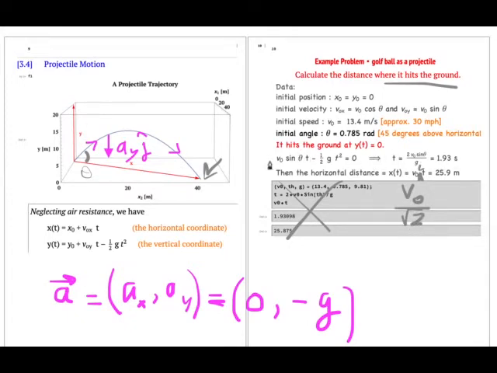T, which I figured out from the condition that it hits the ground, is 1.93 seconds. So this number is probably wrong. It's V0, which is 13.4, multiplied by 1.93, divided by the square root of 2, which is 1.414.